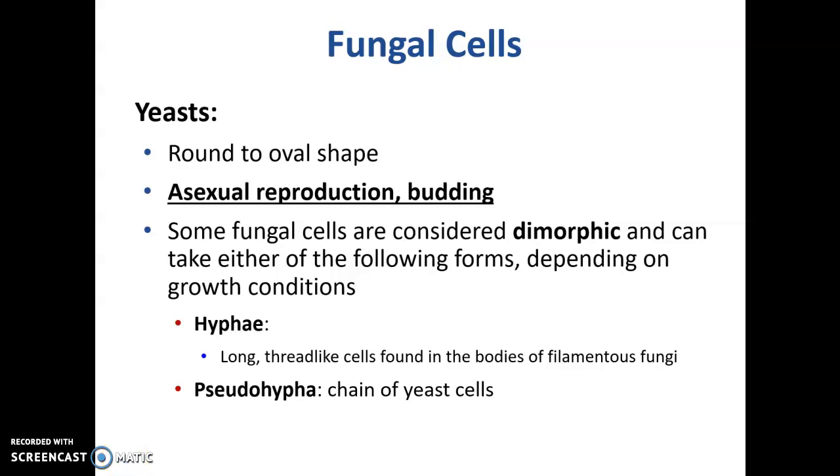Okay, so this is chapter 4, part 2. We're talking about yeasts, or fungal cells, and specifically we're talking about yeasts first. They are round to oval shaped. They reproduce by asexual reproduction.